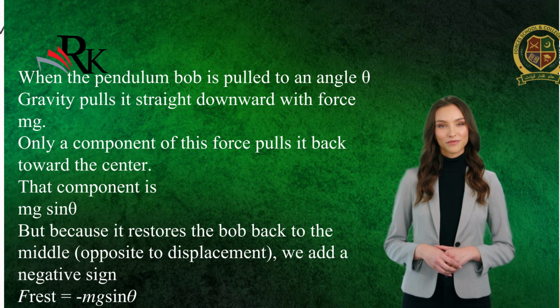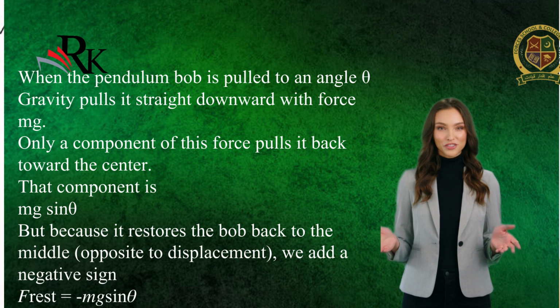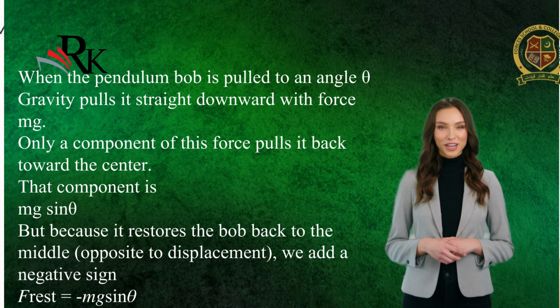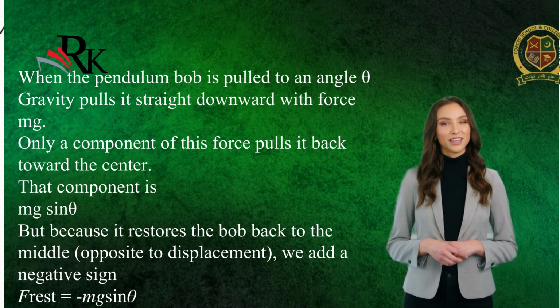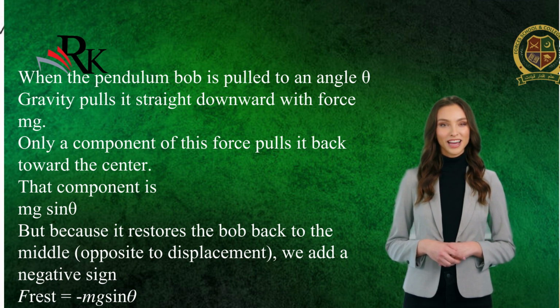When the pendulum bob is pulled to an angle theta, gravity pulls it straight downward with force mg. Only a component of this force pulls it back toward the center. That component is mg sine theta. But because it restores the bob back to the middle, opposite to displacement, we add a negative sign. So, if the bob is displaced to the right, plus theta, force is to the left, minus. If displaced to the left, minus theta, force is to the right, plus. If the bob moves to the right, the force pulls it left, and vice versa. That is why the force is negative. It always opposes motion.